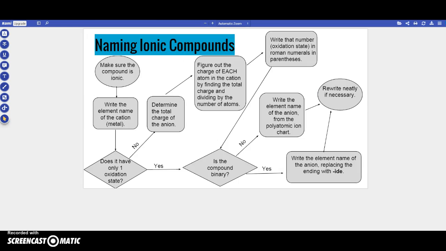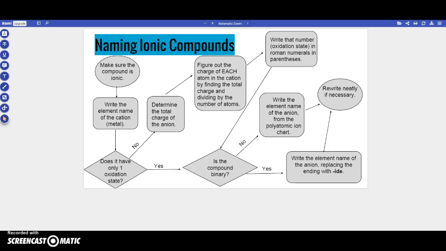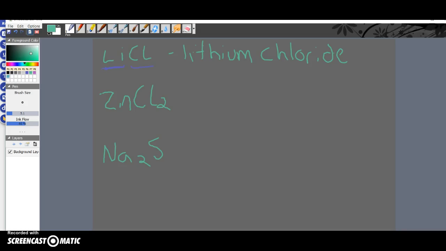So back here it says, is it binary? Yes. Now it says we're going to write the element name of the anion, replacing the ending with IDE. So instead of chlorine, which is what Cl is, we're going to write chloride. And then it says rewrite it neatly if necessary, meaning if you made it really sloppy to begin with, like if you were figuring stuff out, then rewrite it. But basically that means we're done. So this compound, LiCl, is lithium chloride.